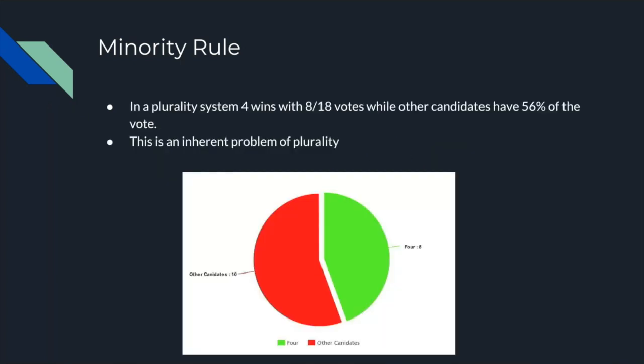Observe that 4 wins this election with a minority number of votes. This is an inherent problem of plurality voting systems and causes plurality voting systems to turn into two-party systems, since underrepresented political groups realize that they cannot win elections and have to compromise on who to vote for.